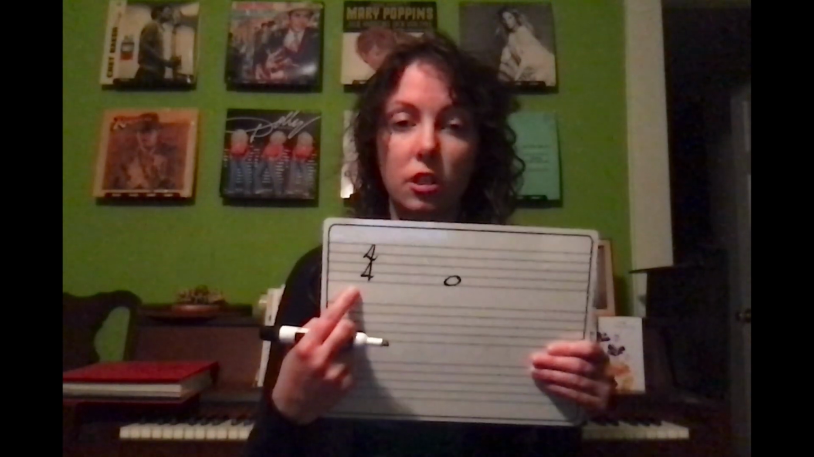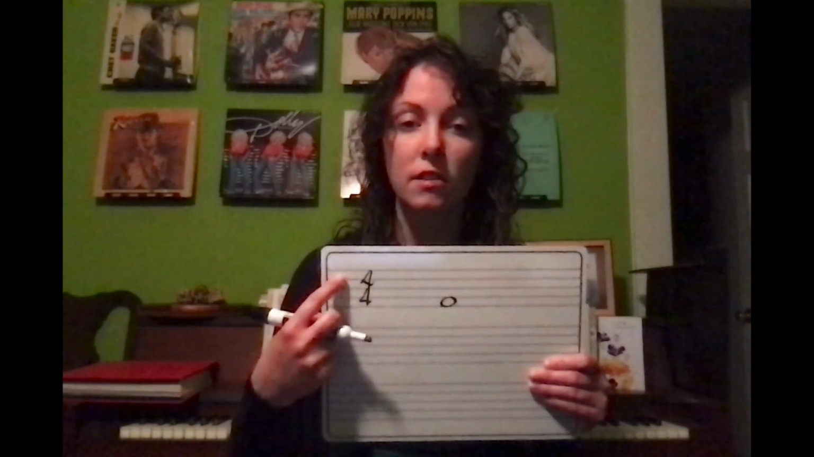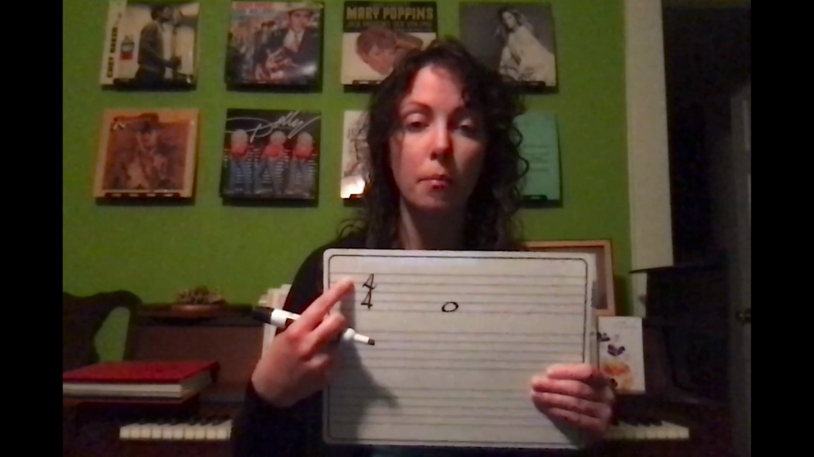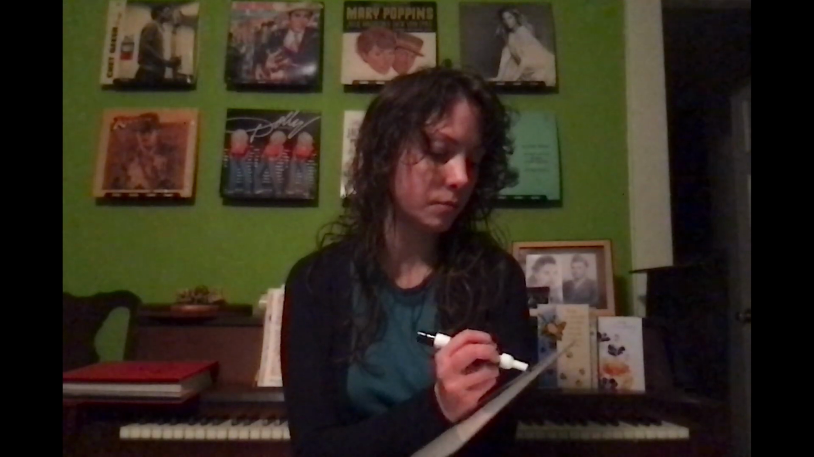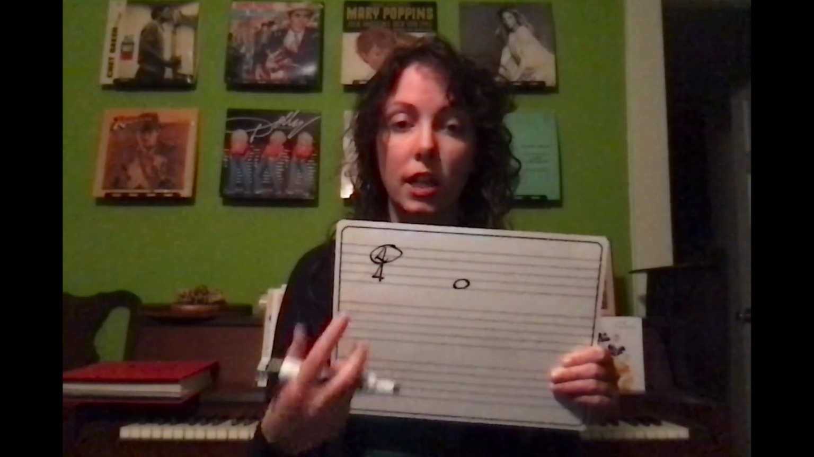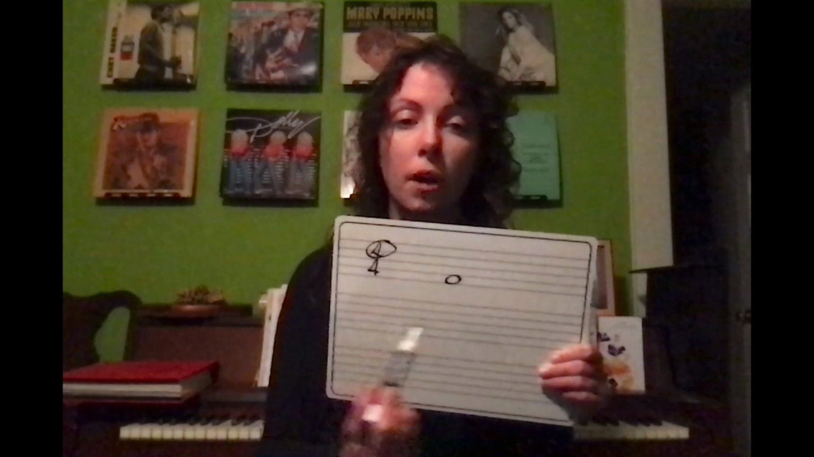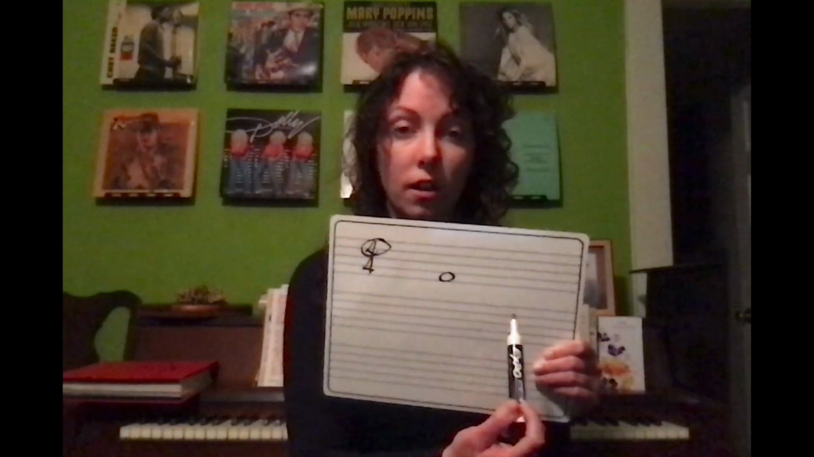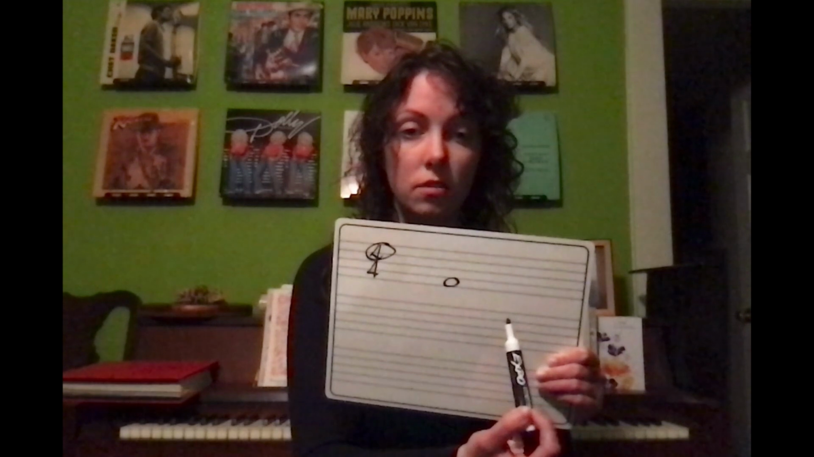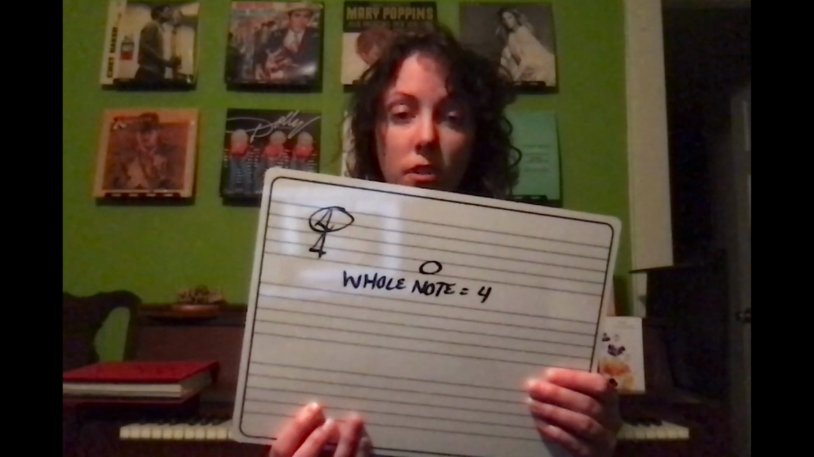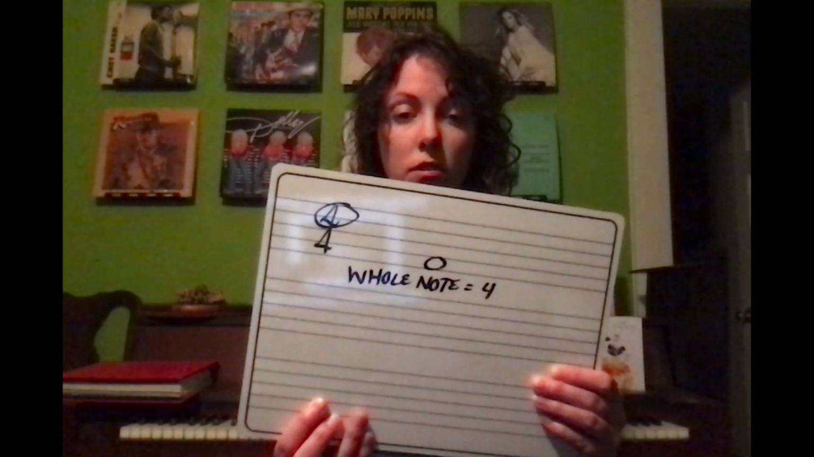You always have your time signature at the beginning of your music. So if I look at this top number here, it says 4. The top number will always tell me how many beats one measure gets. So I have 4 beats in one measure, and I know if my whole note takes up the whole bar, it's going to last for 4 counts. So again, that is the whole note, and it lasts for 4 counts or 4 beats.